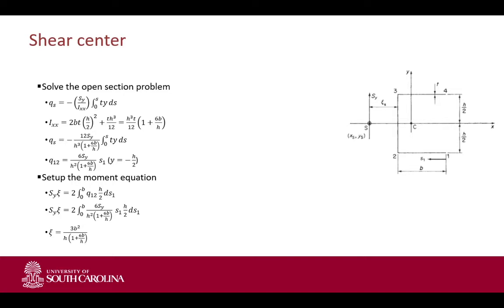So from segment 1, 2, we take the integral from 0 to b of shear flow q1,2, and this h over 2 is the moment arm from point 2 to the midpoint of 2, 3. And we multiply by 2 because both shear flows, 1, 2 goes to the left, 3, 4 goes to the right. So both of them create a counterclockwise moment.